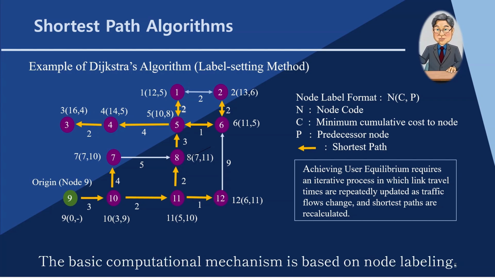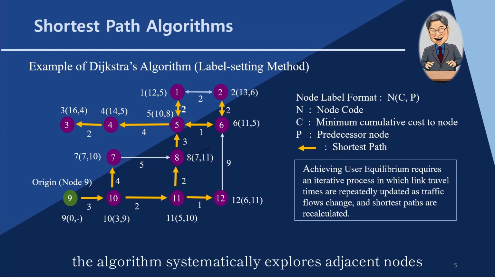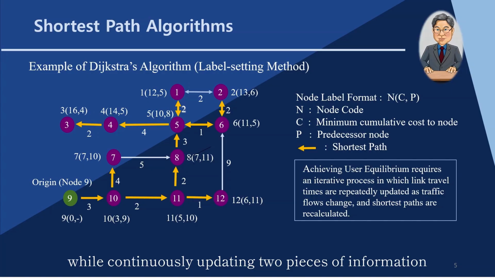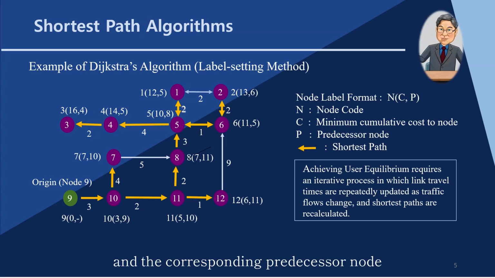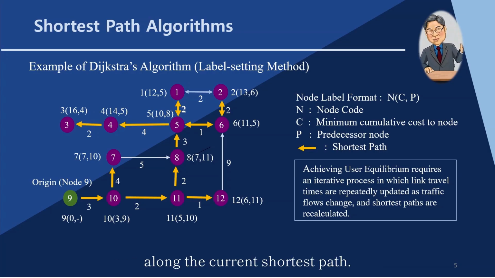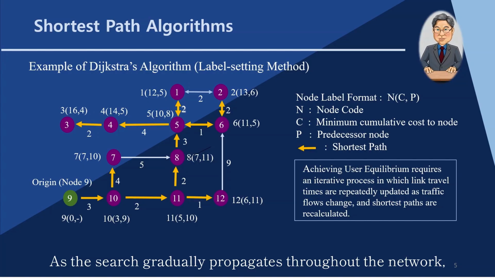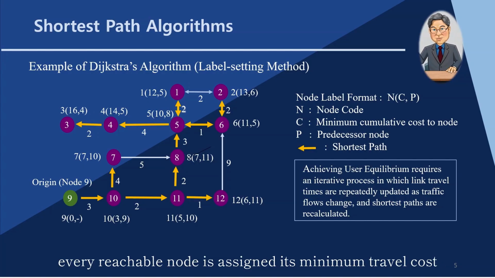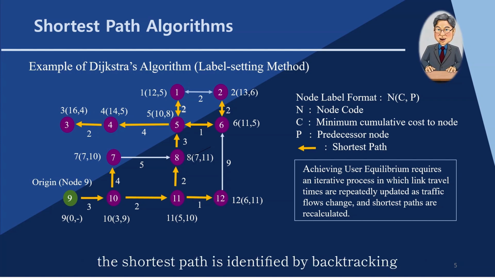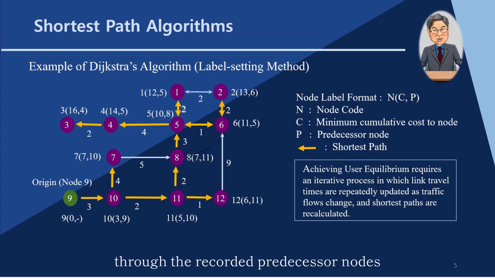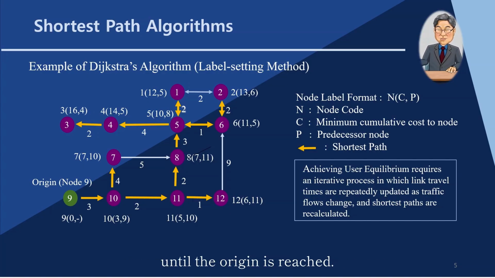The basic computational mechanism is based on node labeling. Starting from the origin node, the algorithm systematically explores adjacent nodes while continuously updating two pieces of information for each node: the minimum accumulated travel cost required to reach that node and the corresponding predecessor node along the current shortest path. As the search gradually propagates throughout the network, every reachable node is assigned its minimum travel cost and predecessor information. Once this process is complete, the shortest path is identified by backtracking from the destination node through the recorded predecessor nodes until the origin is reached.